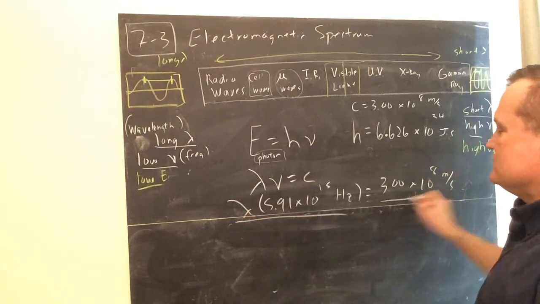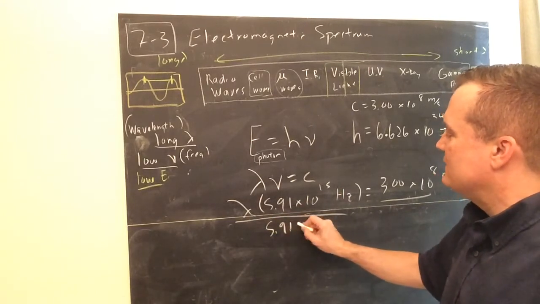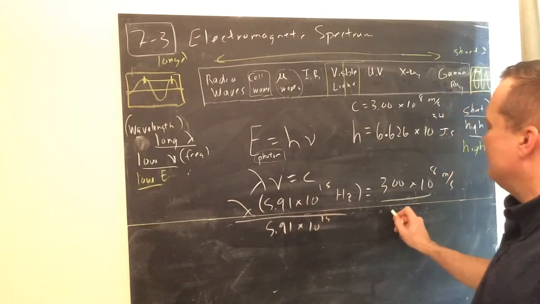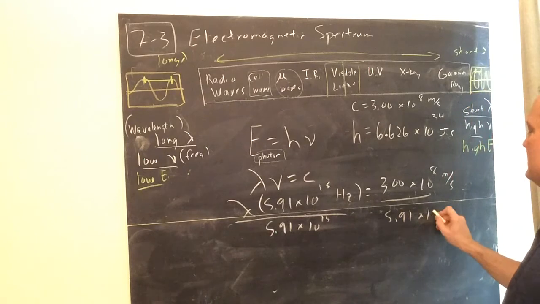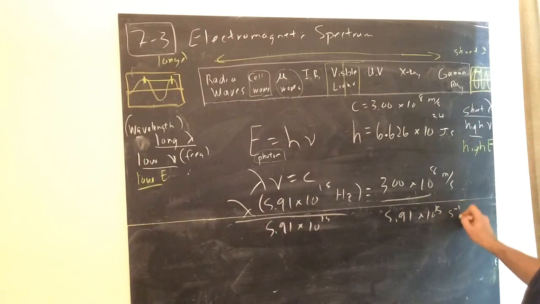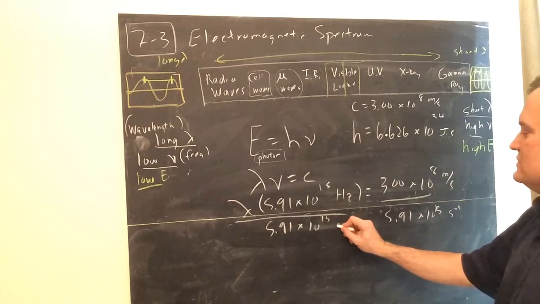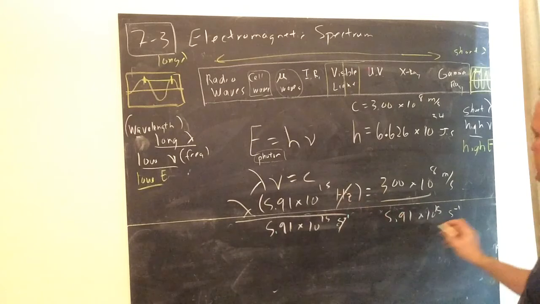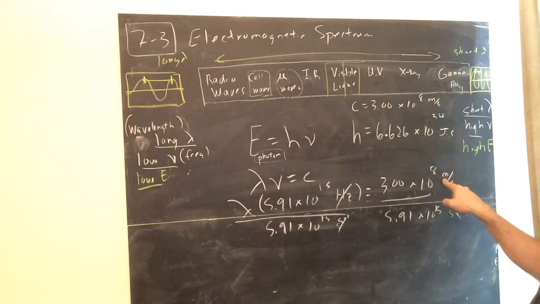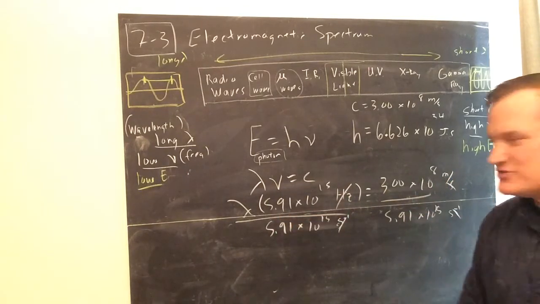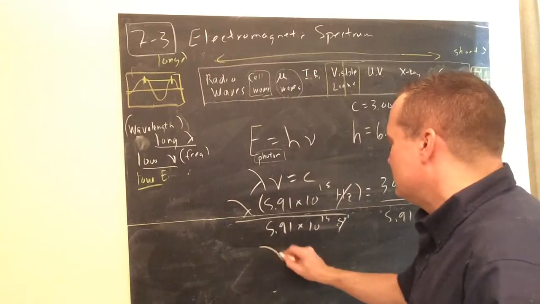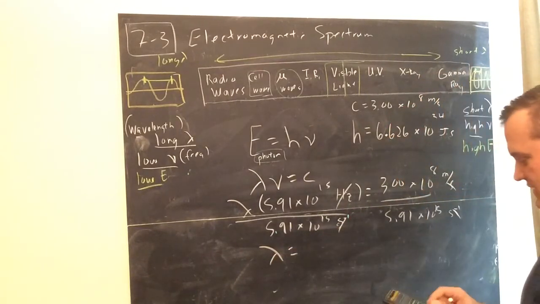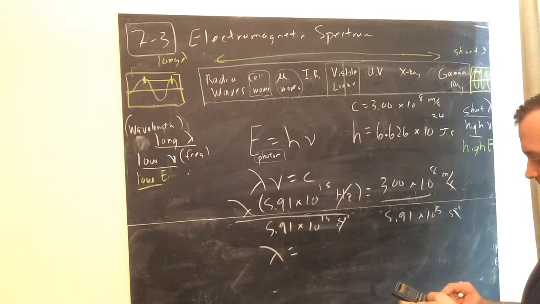So now, just divide both sides by 5.91 times 10 to the 15th. And if you wanted to, you could even put s^-1 for your unit, because that is the same as hertz. Just to show that that'll take away the seconds and your answer will be in meters, if you really want to show the details of that. But all it will be is 3 times 10 to the 8th divided by 5.91 times 10 to the 15th.